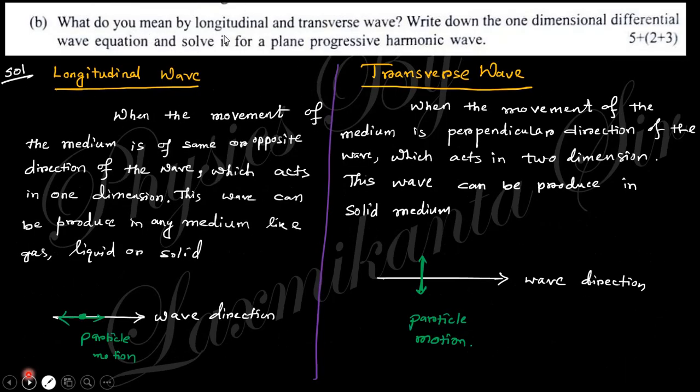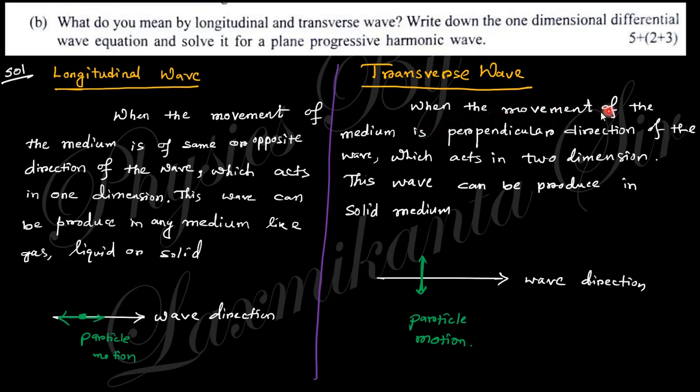Next question says, what do you mean by longitudinal and transverse wave? Write down the one dimension differential wave equation and solve it for the plane progressive harmonic wave. Longitudinal wave means when the wave direction and the particle motion are in the same or opposite direction. So in the same direction is longitudinal. When they are perpendicular, then this is a transverse wave. When the movement of the medium is in the same or opposite direction to the wave, which acts in one dimension, this can be produced in any medium like gas, liquid, solid. So this is the longitudinal wave.